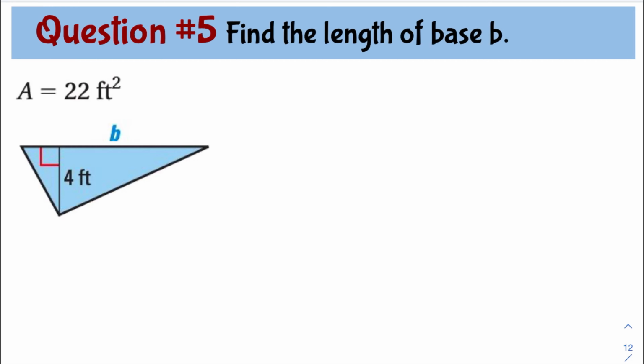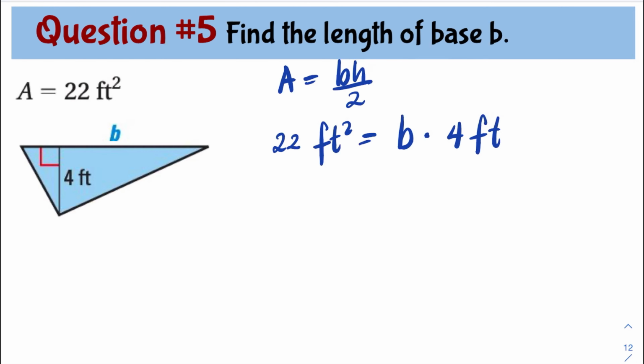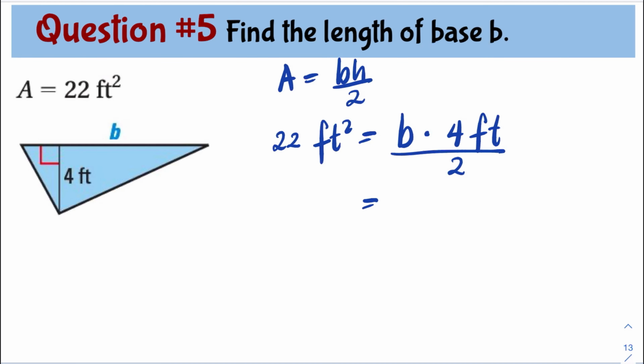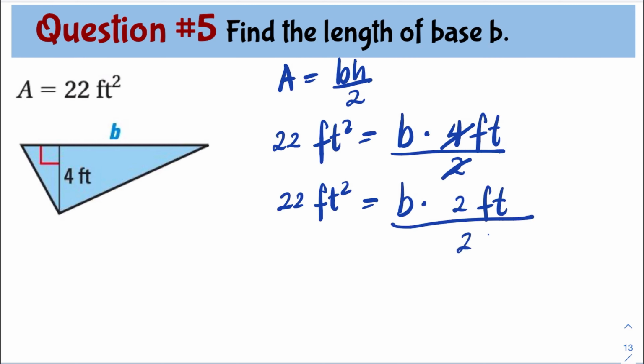Question number 5. Find the length of base B given that the area is 22 square feet and the height is 4 feet. So the same thing, using the formula base times height divided by 2. Our area is 22 square feet. The base is missing, and the height is 4 feet. Divide by 2. For this equation, since 4 is divisible by 2, I can divide 4 by 2 right away. So we have base times 2 feet, and the left side is 22 feet square. So now we can divide both sides by 2 feet.